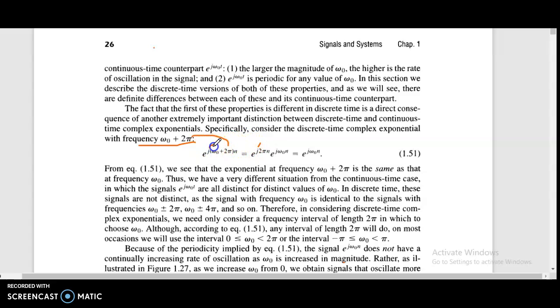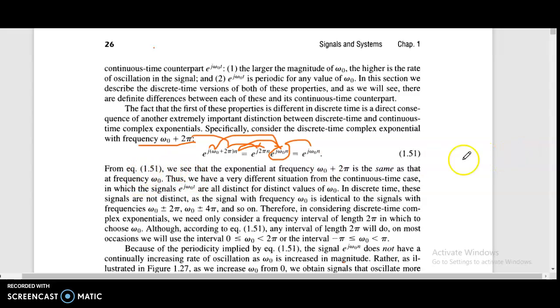We multiply j omega naught and n here, and e power j 2 pi n equals 1, so this equals e power j omega naught n.